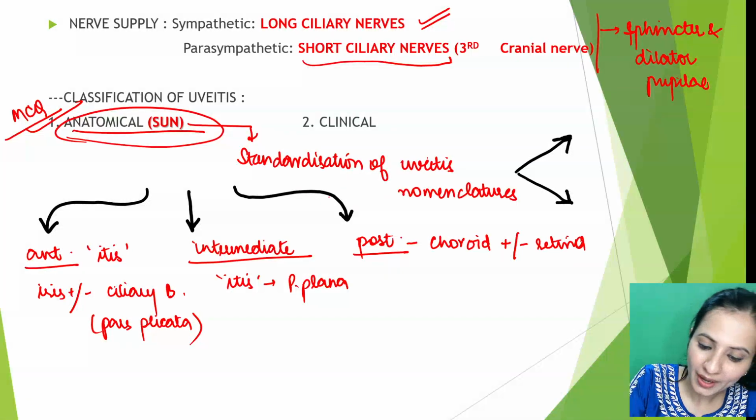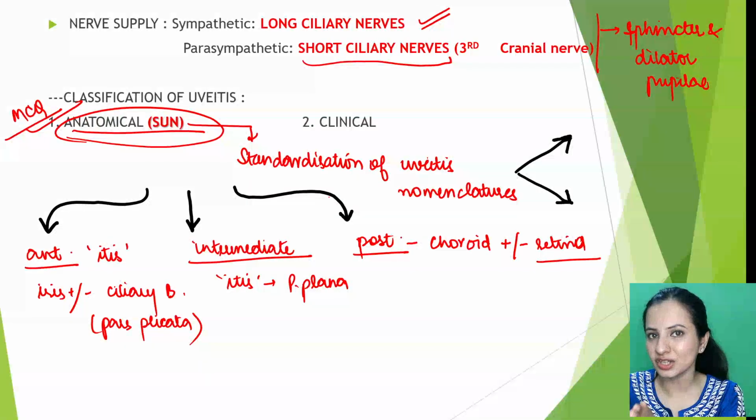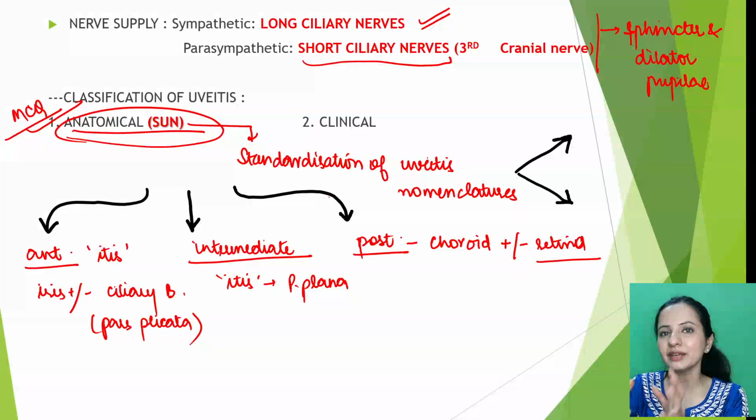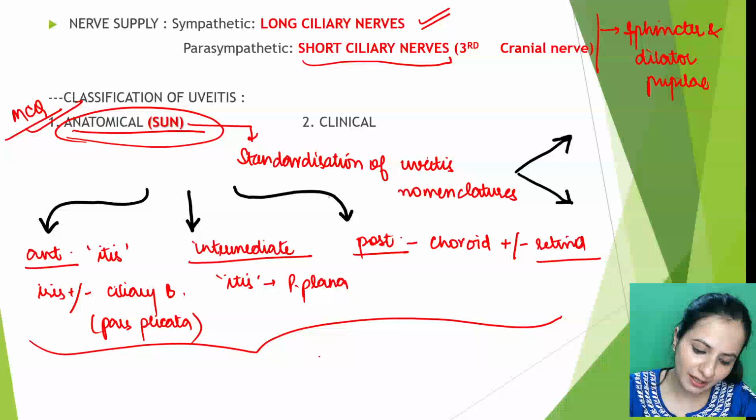involvement. Why? Because we know the retina and choroid lie in close proximity with each other. So whenever your choroid is inflamed, your retina will be automatically involved. And whenever all three are involved, what do you call it? You call it panuveitis.